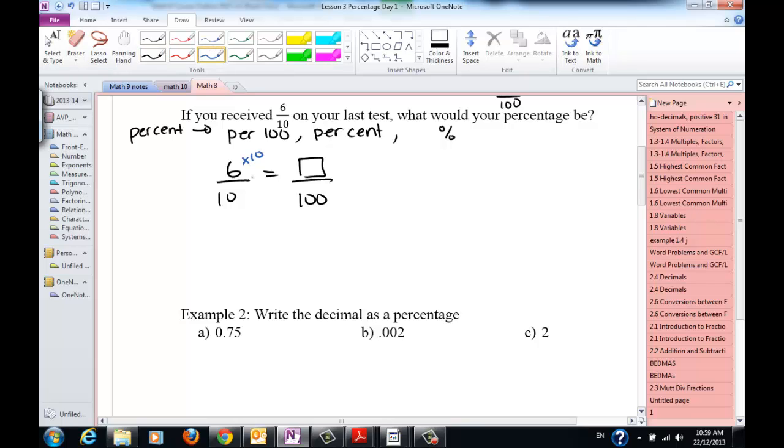I'm sure you can see it right now, but multiply the top and the bottom by 10, and we get 60 out of 100. So you would get 60 per 100, or we could say you got 60 out of 100, or you could say 60 percent, or finally 60%.